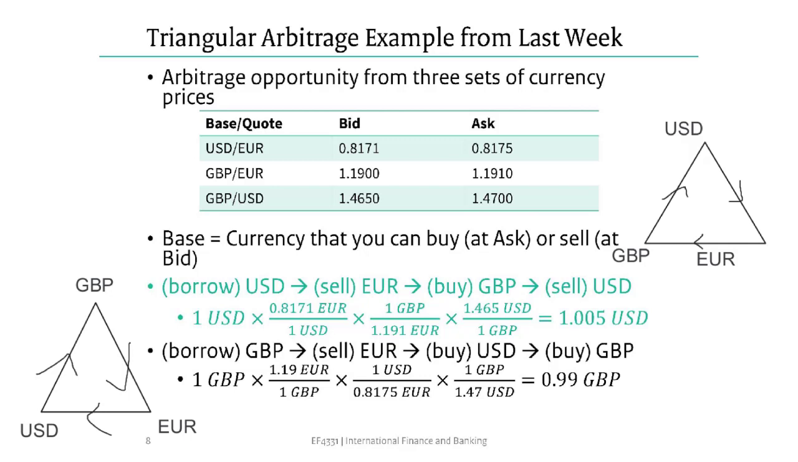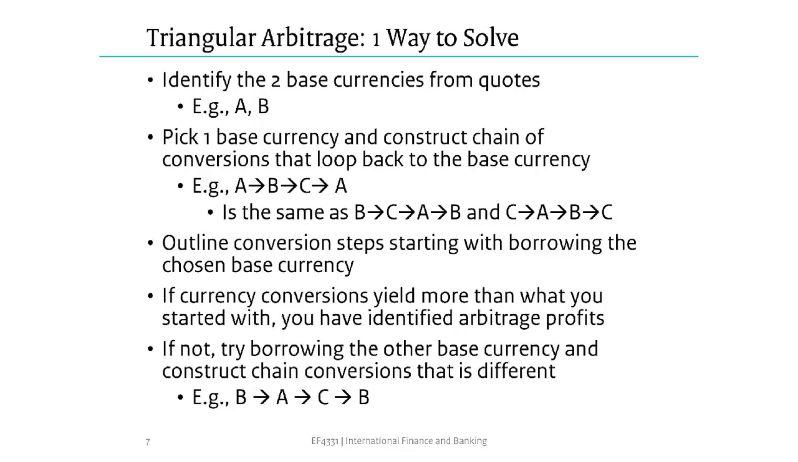The reason I do it this way is because I'm trying to approach this with the more intuitive buy low, sell high strategy. I'll explain to you why it's a buy low, sell high strategy, but let me finish going through my steps. Pick one base currency, and I'm going to start with USD, for example, and construct a chain of conversions that loop back to the base currency. So if you have A, B, C, in this fictitious case, ABC currency, I go from A to B to C and then back to A.